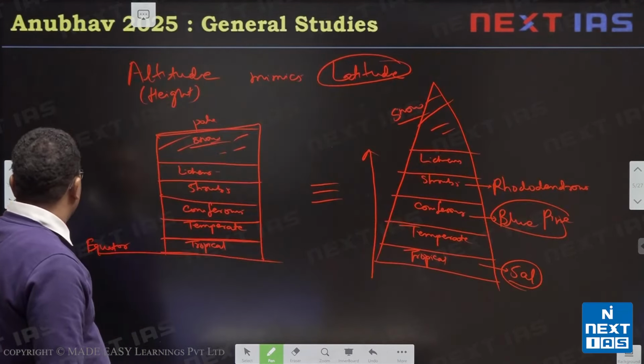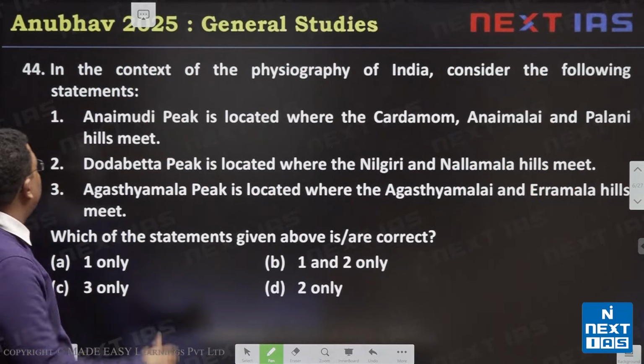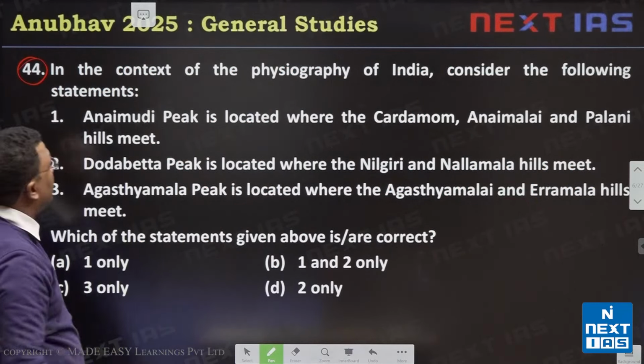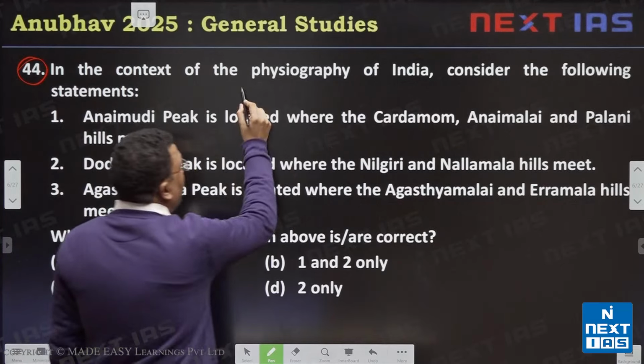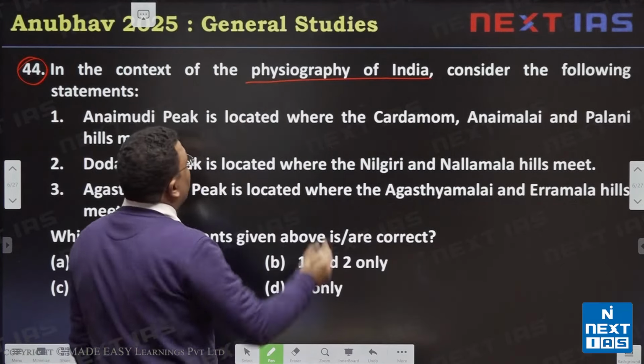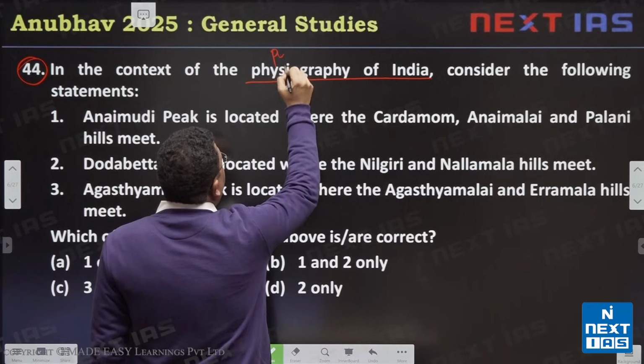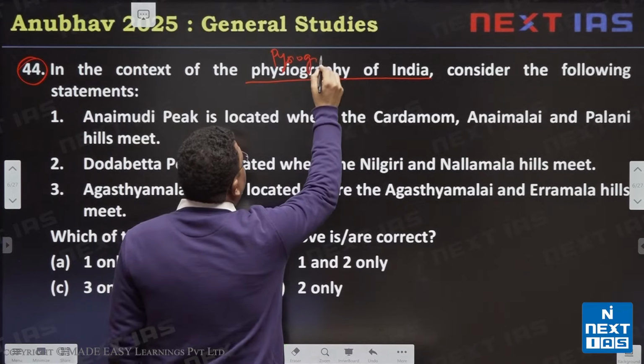Now let's move on to the next question, that is question 42. It says, in the context of physiography of India. So basically it's a question from the physiographic divisions of India.